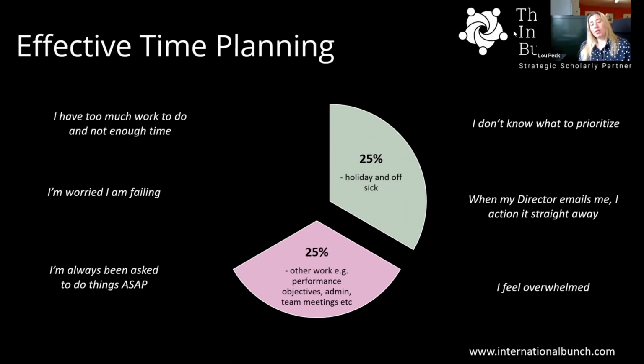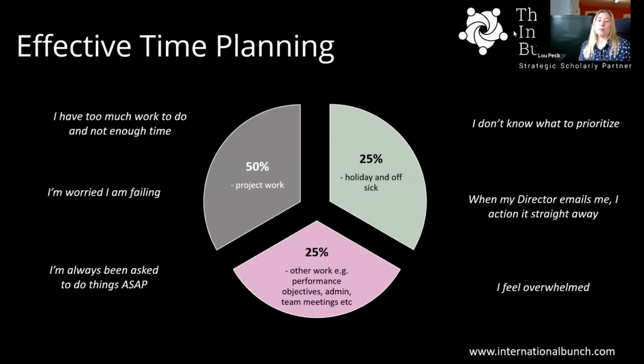So the other 25%, that could be around you writing your performance objectives, you doing admin, you raising POs, whatever it may be, team meetings. So that is 50% of your working time gone. So that means that you've got 50% of your actual working time to spend doing work. And you need to be really mindful of that when you're thinking, what can I actually achieve and do in a month? What really is realistic? Because often we will try and do too much.